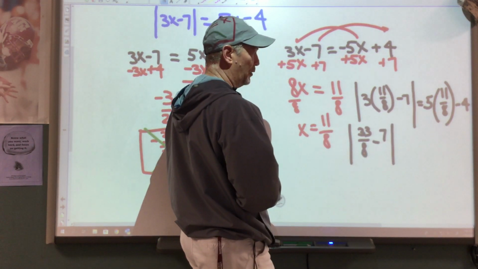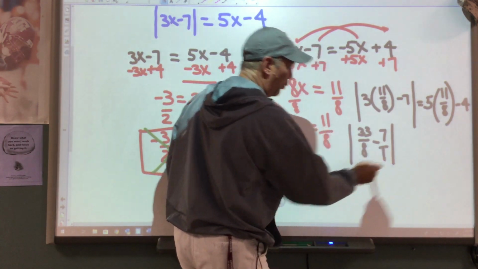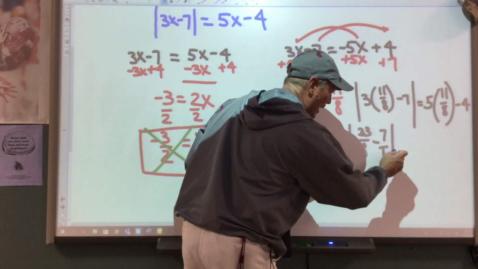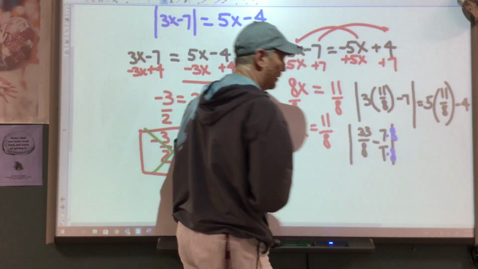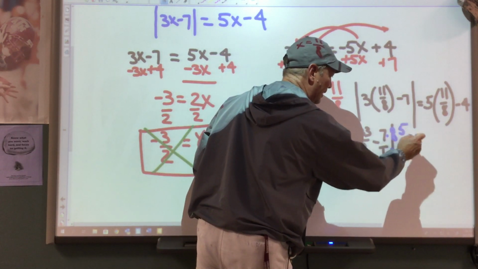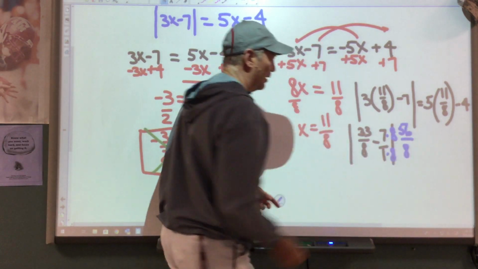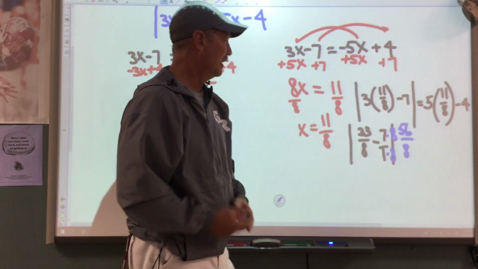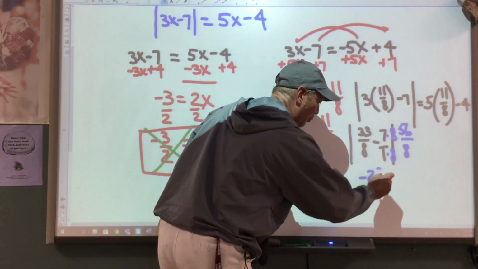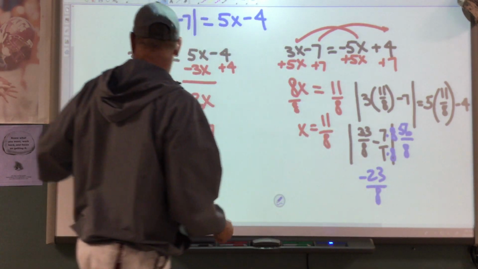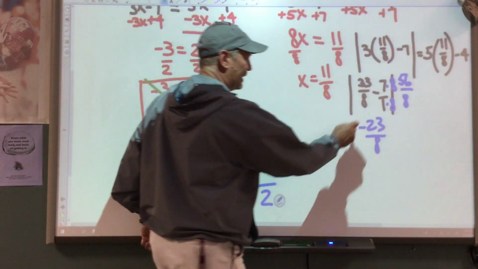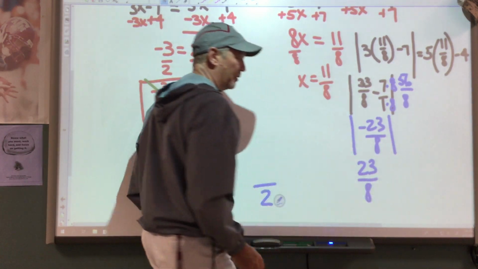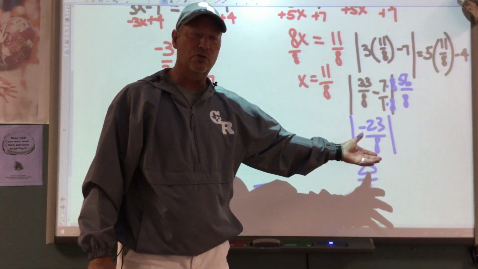Still inside the absolute value. But we're going to make that 7 over 1. We're going to get it at a common denominator. We're going to go times 8, times 8. That will give me 56 over 8. 33 minus 56 is going to give me a negative 23 over 8. But this is inside the absolute value, so it is a positive 23 over 8. We have to see if this makes a true statement.